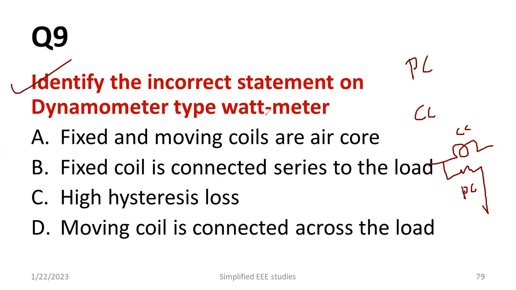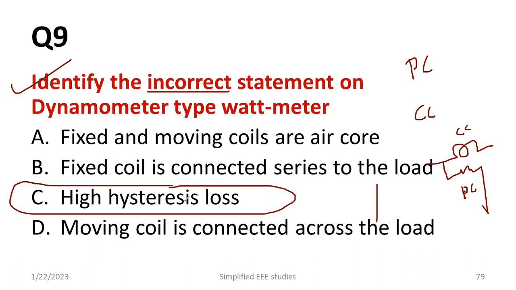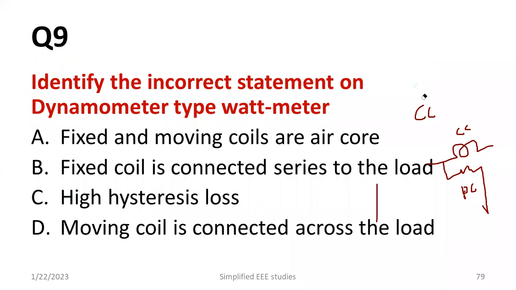So look at the question. Identify the incorrect statement. Fixed and moving coils are air core only, correct? Fixed coil is connected in series to the load. That is also absolutely right. Then altogether we can say that hysteresis loss will be reduced. But here they have written high hysteresis loss. The last point, moving coil is connected across the load, is also correct. All are correct only, but option C violates the statement. That is the incorrect statement. Hysteresis loss will be reduced, no? So option C is the correct answer. Please opt for option C.